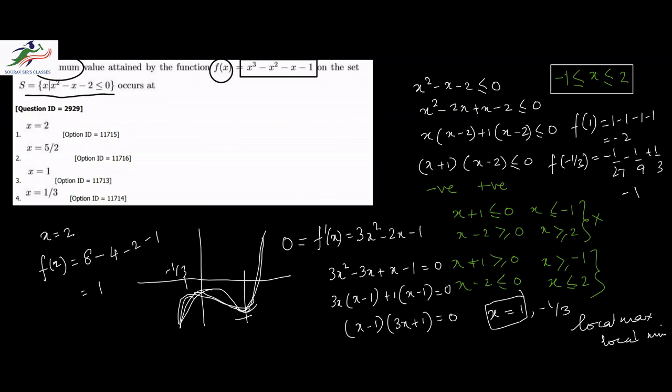So the value of f(x) at x equal to 1 is minus 2, and at x equal to 2, this value is 1. So therefore the maximum value of the function within this range is when x is equal to 2. So option 1, which says x equal to 2, is a correct choice.